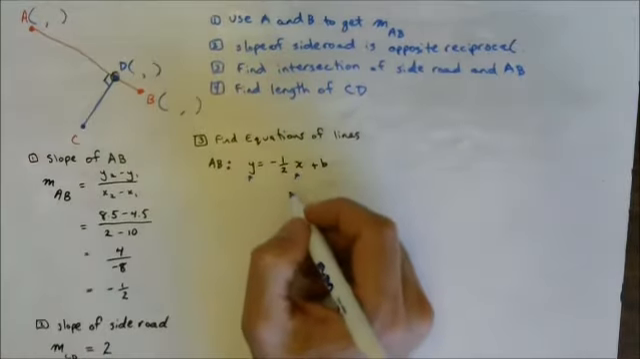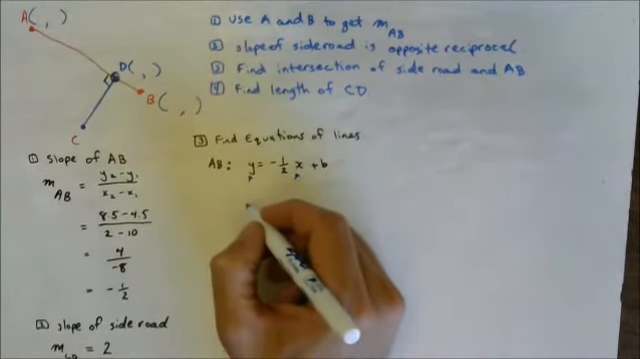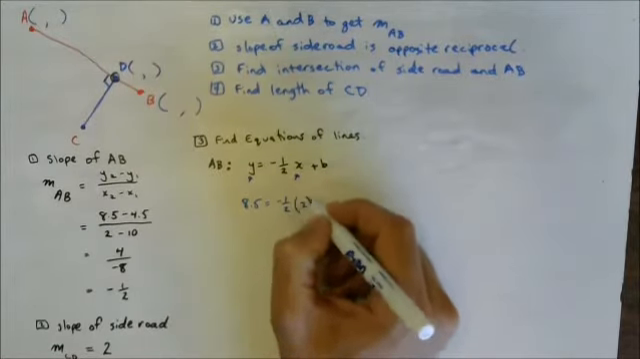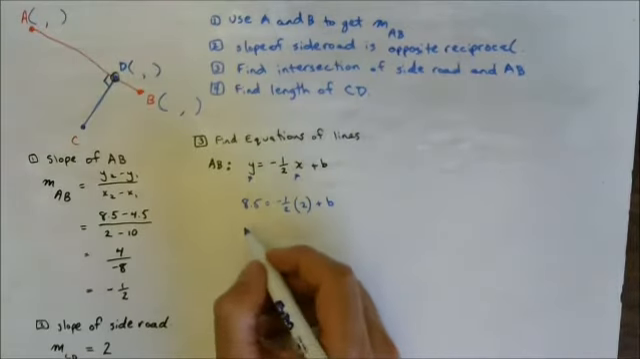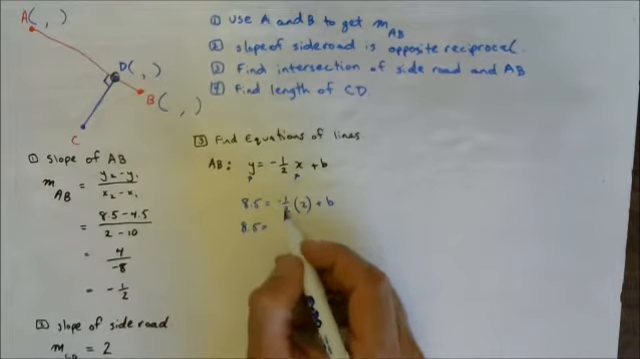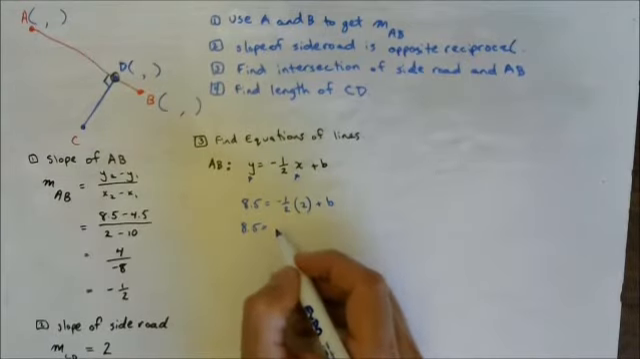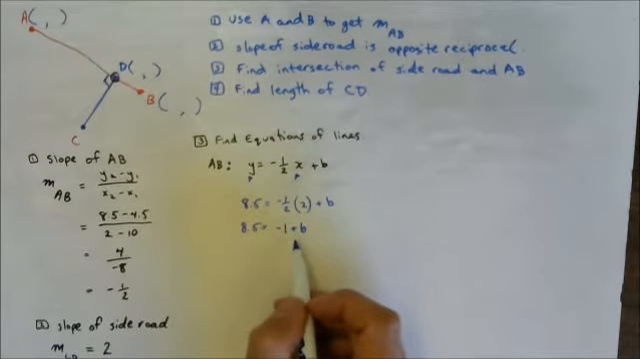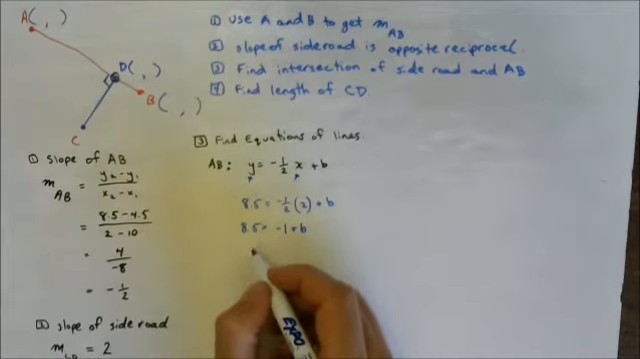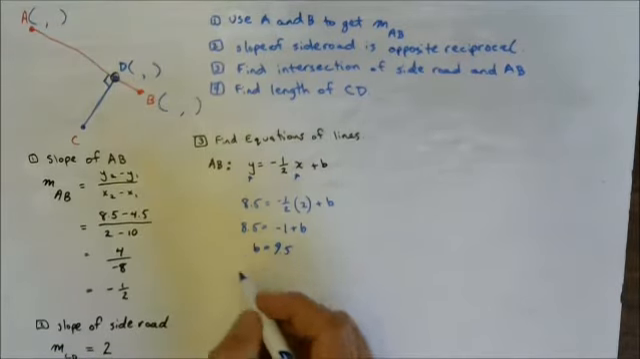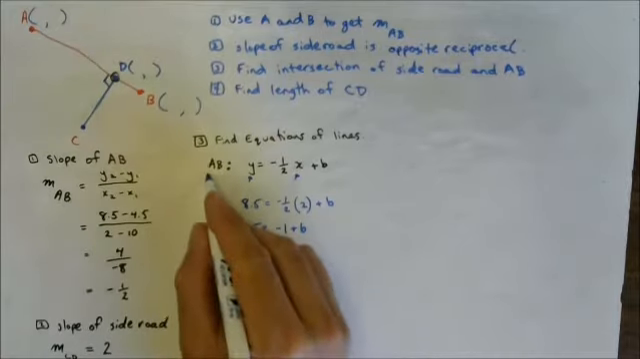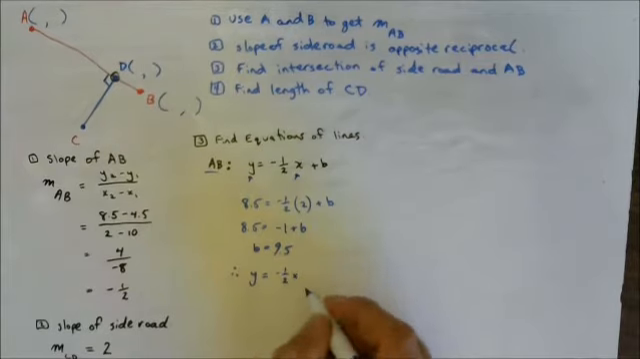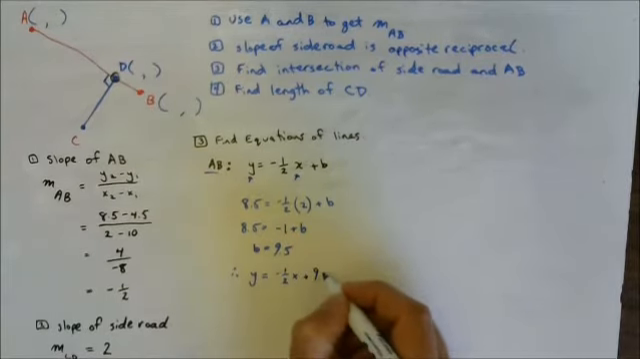In this case, we'll use point A, where y is 8.5, x is 2, and now we can solve for b. Negative 1/2 times 2 is negative 1. I have b on the right, and it's positive, so that's good. So I'll just add 1 to both sides. I get b equals 9.5. So for the line AB, the equation of that line is y equals negative 1/2 x plus 9.5.